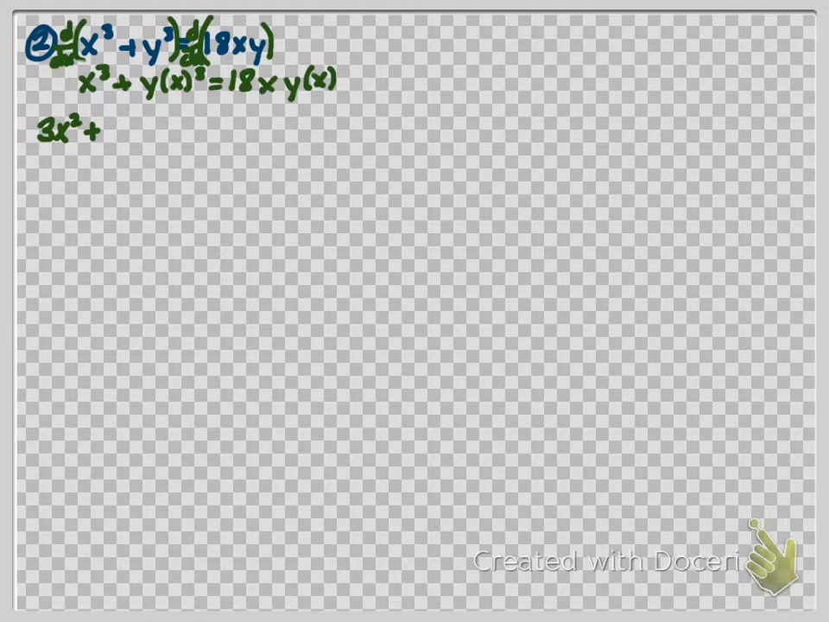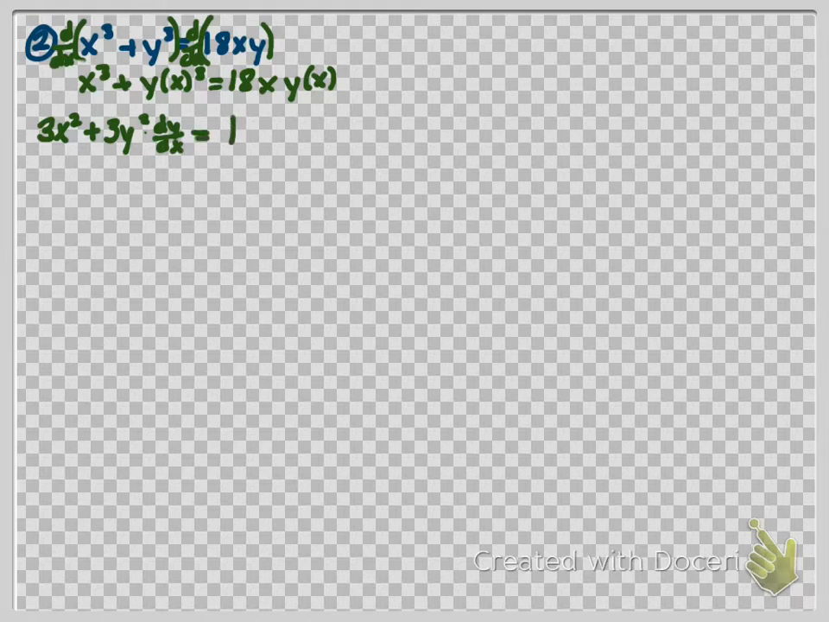All right? So I start out with 3y squared, but then I have to multiply by the derivative of y. But I don't know what that is, do I? Because y is just y. So all I can write is dy dx. Okay?